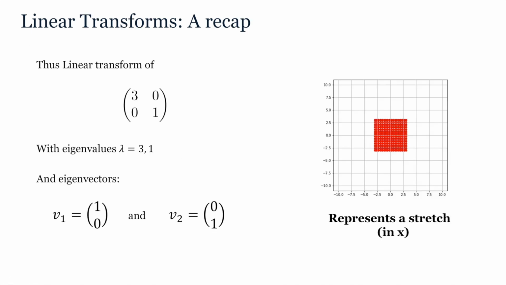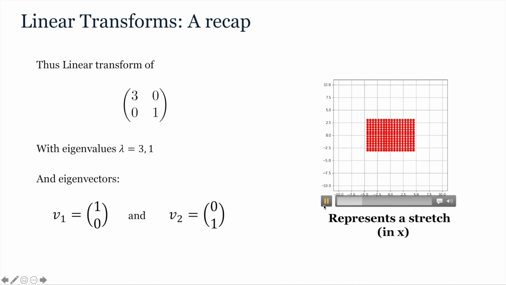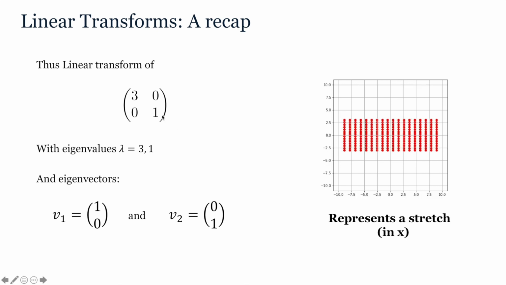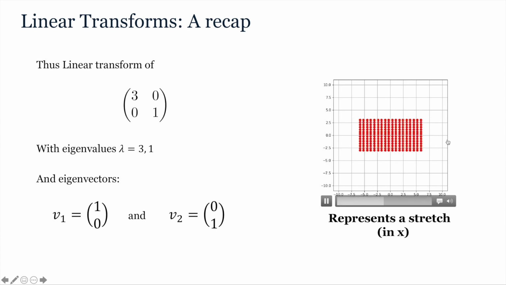So, recapping the demonstration that we've already seen, this linear transform with a 3 and a 1 on the diagonal has eigenvalues 3 and 1, and eigenvectors in the x direction and the y direction, and thus it represents a stretch in x by a factor of 3 and a stretch in y of a factor of 1. In other words, it's staying constant in the y direction and stretching by 3 in the x direction.